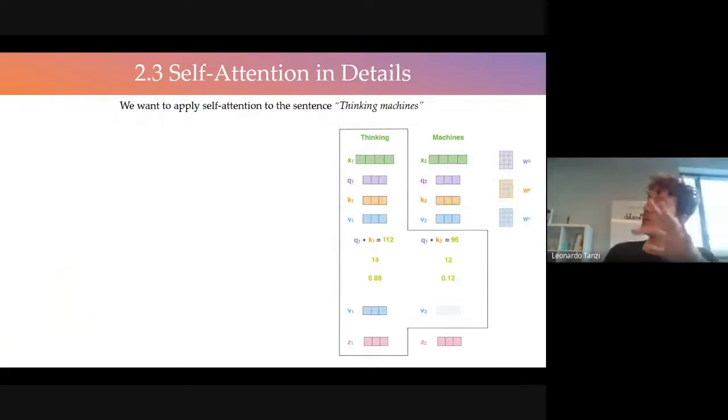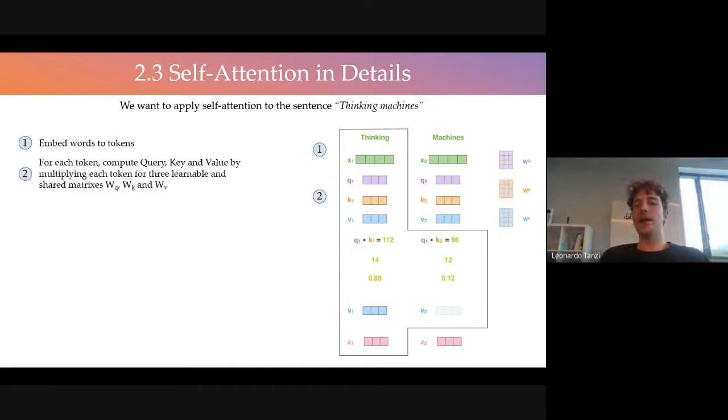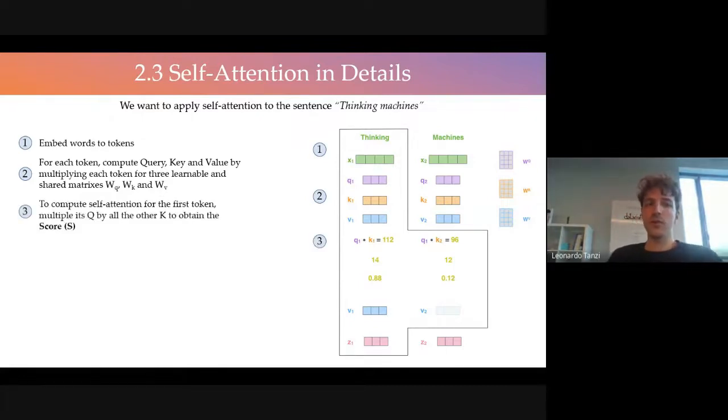So in detail, we apply self-attention to the sentence "thinking machines", so just two words, and we want to compute self-attention for the word thinking. We start with words and, using some vocabulary, we embed them to tokens, and we end up with one vector, one representation for each word. Then we have three matrices, named WQ, WK and WV in the image, that are shared and learnable. The first thing that you do is multiply each input vector by these three matrices and obtain one query, one key, and one value for each token. Then to compute self-attention for the first token, you multiply the query of the first token with the keys of all the other tokens, including itself.